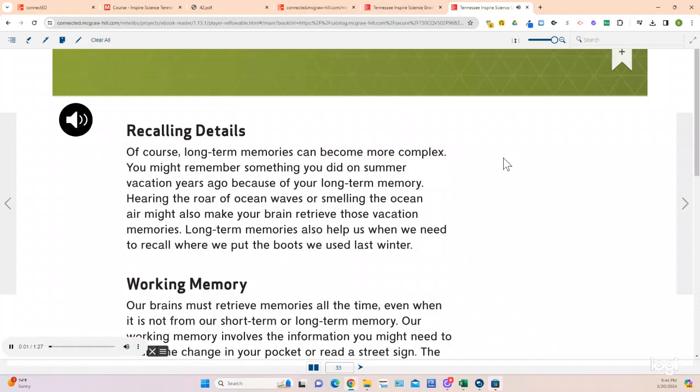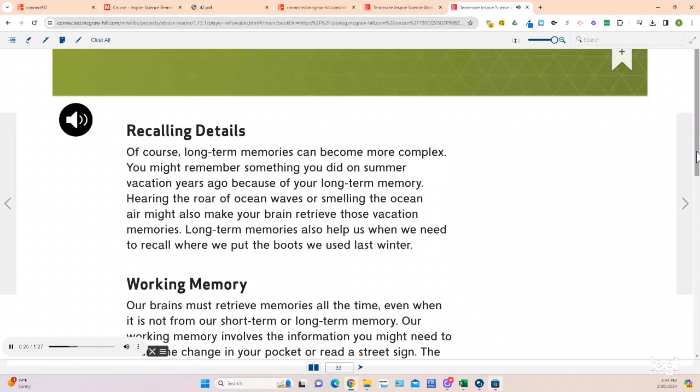Recalling details. Of course, long-term memories can become more complex. You might remember something you did on summer vacation years ago because of your long-term memory. Hearing the roar of ocean waves or smelling the ocean air might also make your brain retrieve those vacation memories. Long-term memories also help us when we need to recall where we put the boots we used last winter.